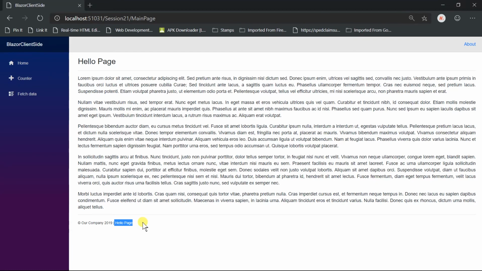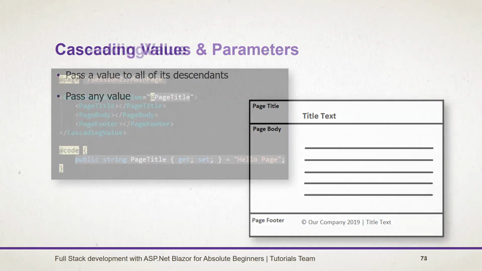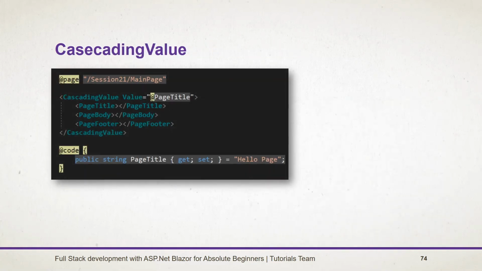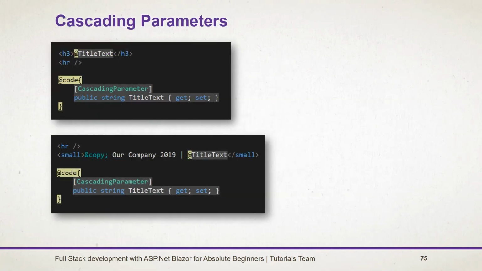So let's see what we have learned in this session. Cascading parameter allows us to pass the value to multiple descendant components from one place. To pass a cascading value, we need to use the cascading value attribute. In the value attribute, set the value to be passed. In the descendant component, we need to create the property and decorate it with the cascading parameter attribute.